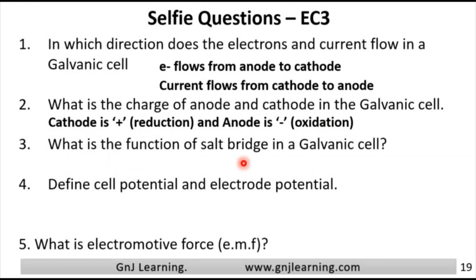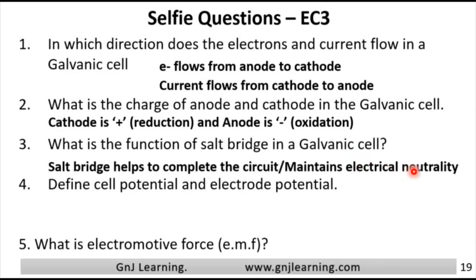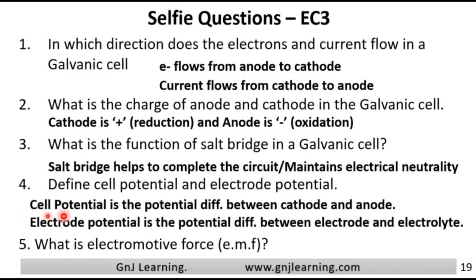Third question: what is the function of the salt bridge in the galvanic cell? It is to complete the circuit, and at the same time maintain electrical neutrality of the solutions in both the half cells. How to define cell potential and electrode potential? Cell potential means the potential difference between cathode and anode, whereas electrode potential is the potential difference between electrode and electrolyte. So cell potential is the potential difference between cathode and anode, and electrode potential is the potential difference between electrode and electrolyte. What is electromotive force, EMF?